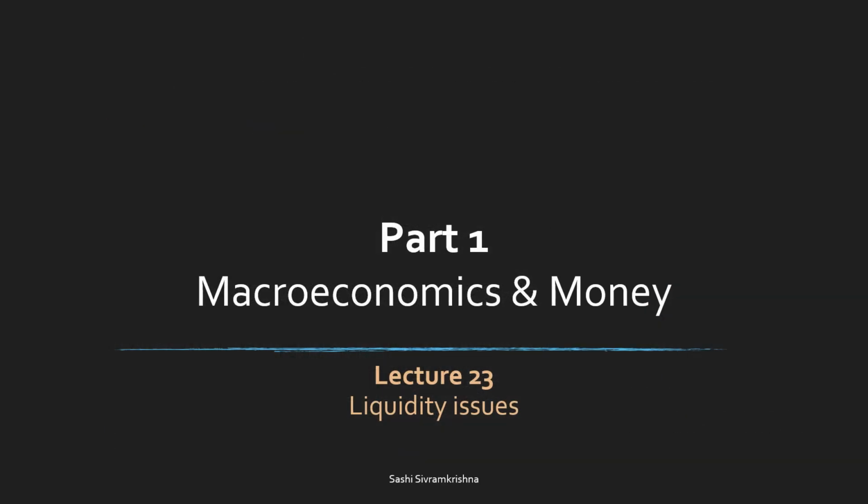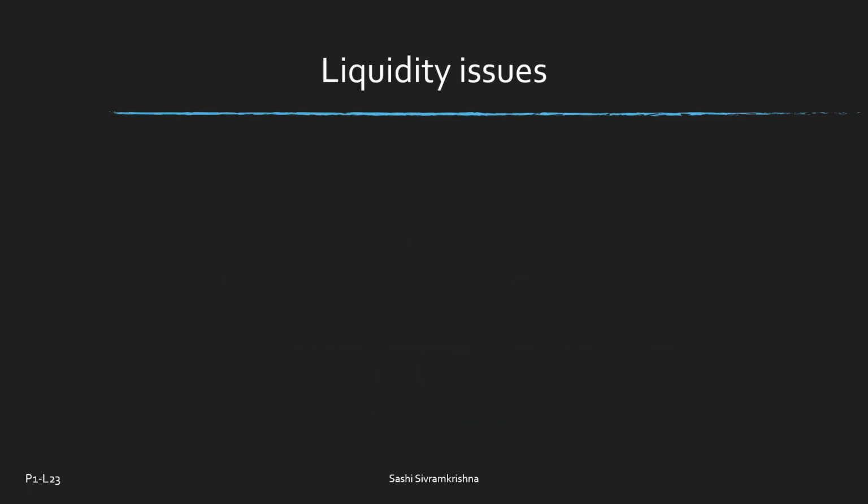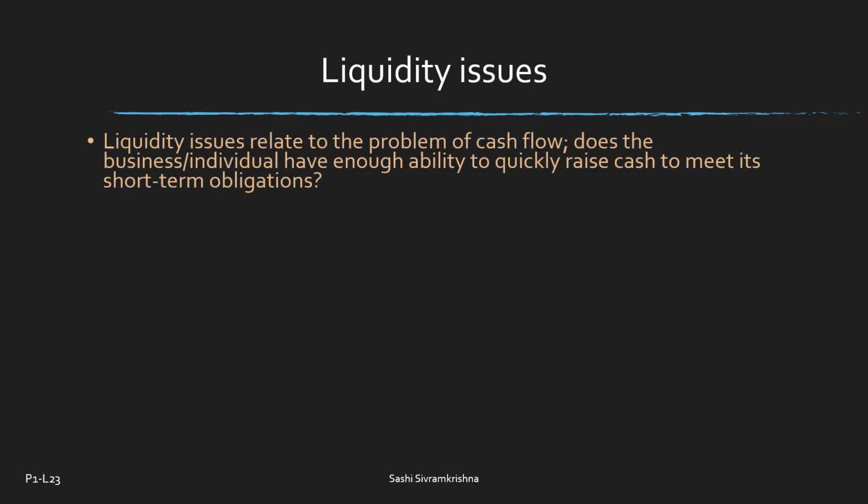We are in part 1 of the course Macroeconomics and Money. In lecture 23, we will look at liquidity issues. In our previous lecture, we have looked at how entities might encounter a solvency issue or bankruptcy problem. In this lecture, we will look at issues related to liquidity. Liquidity is essentially a problem of cash flow.